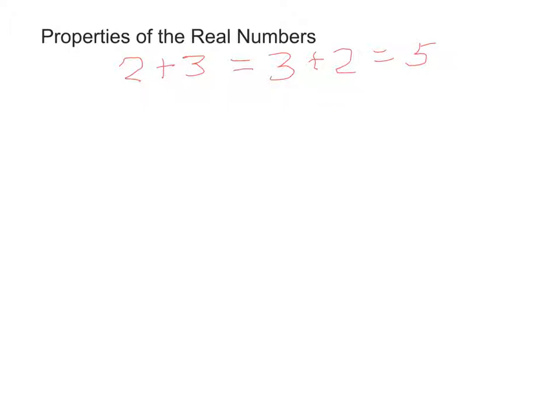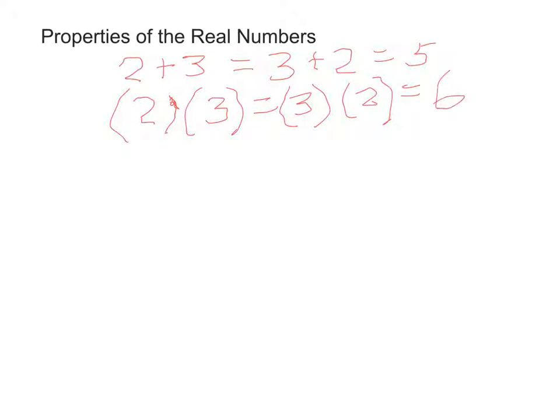Similarly, I could have multiplication, and I could say 2 times 3, and let's use parentheses here. 2 times 3, well, that's obviously 6. Well, that's the same thing as 3 times 2. So just like there's a commutative property of addition, there's a commutative property of multiplication. When you're multiplying two real numbers together, the order that you multiply them does not matter.